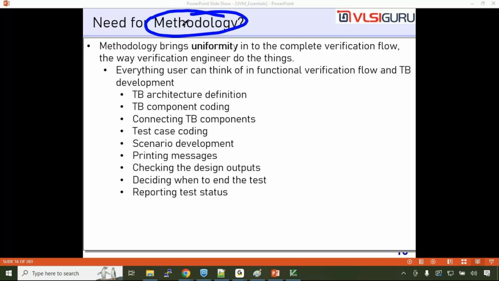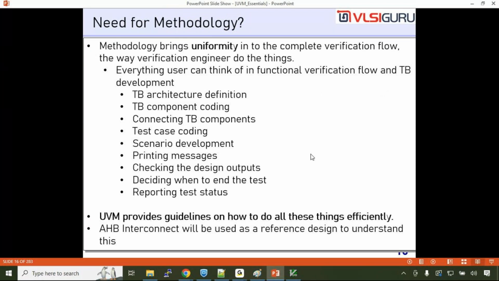Methodology means what? English meaning: what is the approach you are following for doing something? Universal Verification Methodology means verification methodology. Universal means what? Not the universe. We are talking about the world. People in the VLSI world, how they should do the verification. That methodology, that approach, is what we are calling Universal Verification Methodology. UVM provides guidelines on how to do all these things efficiently.